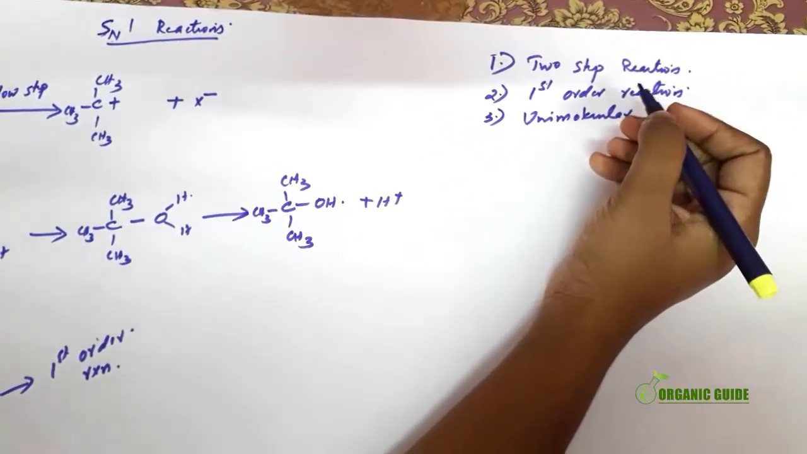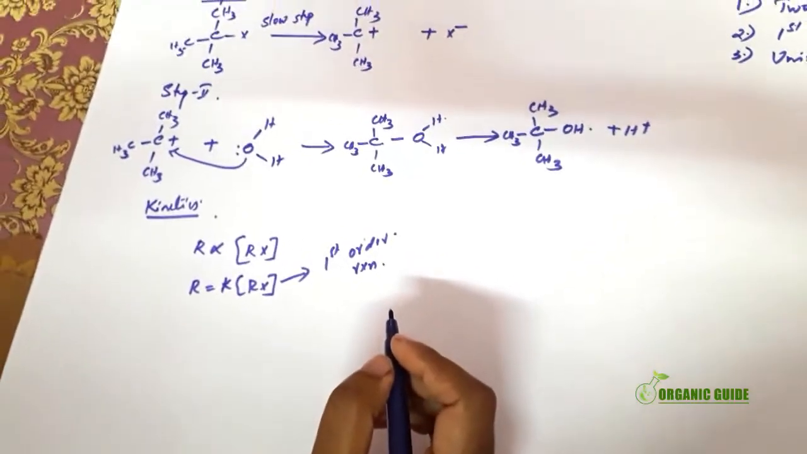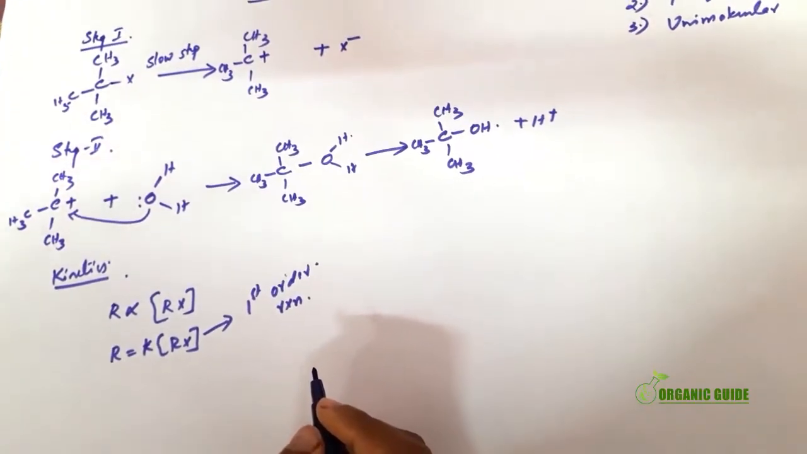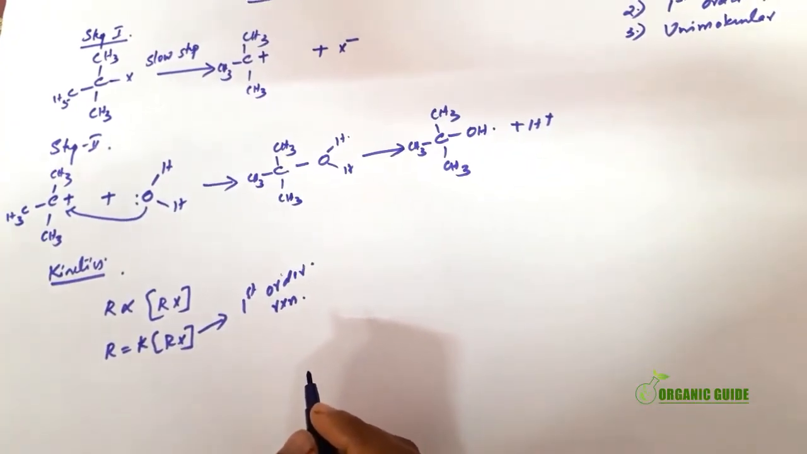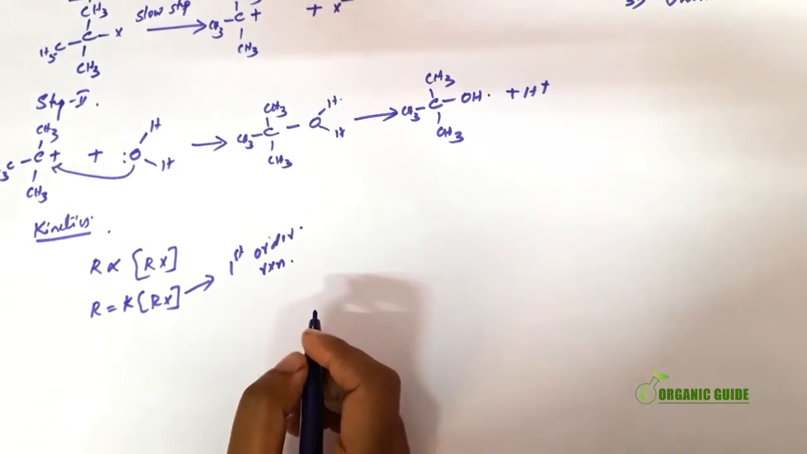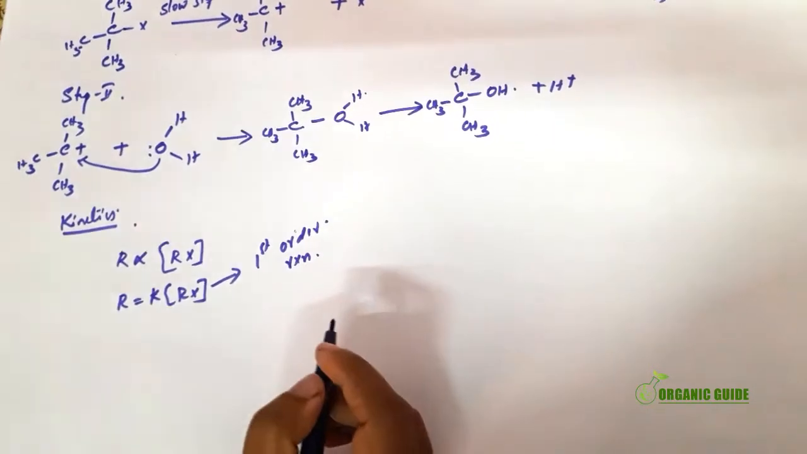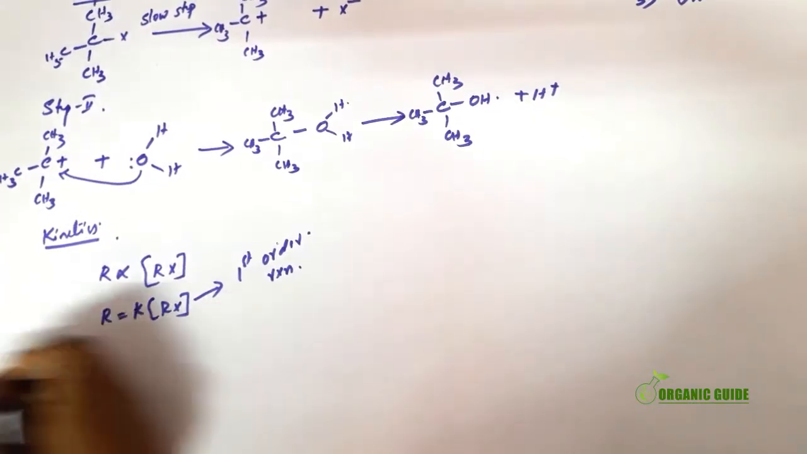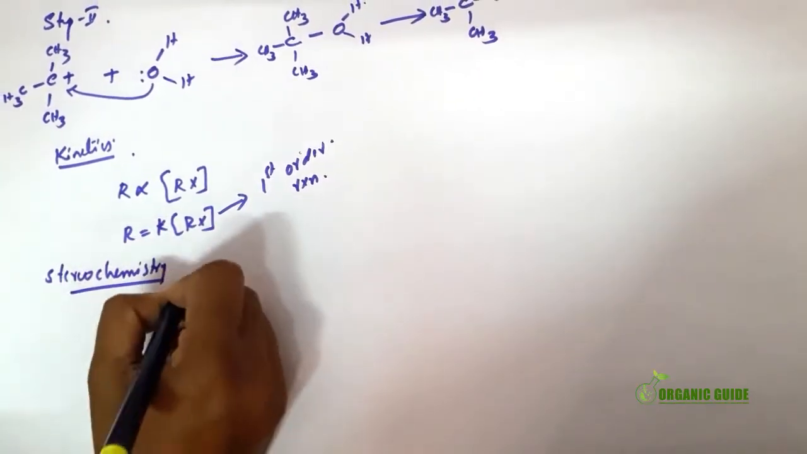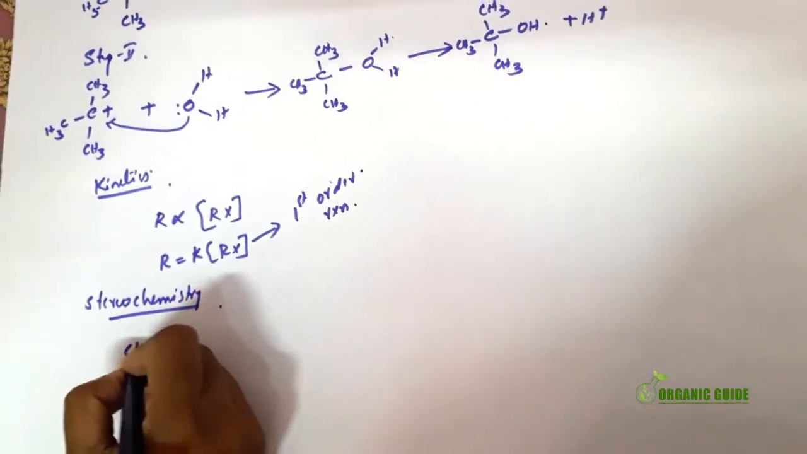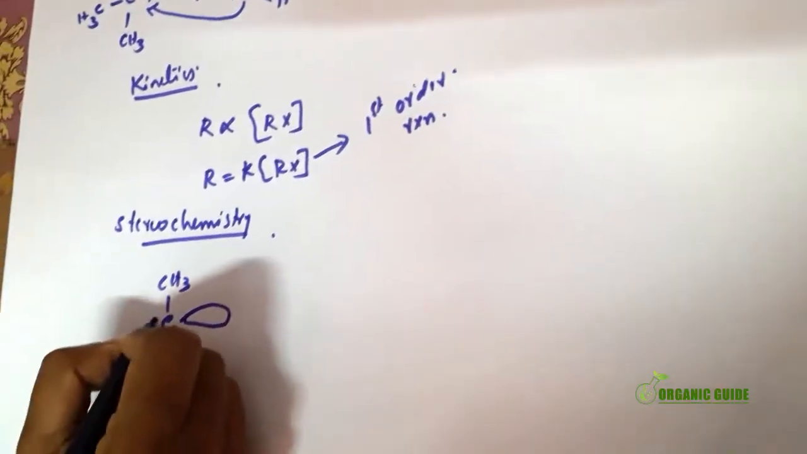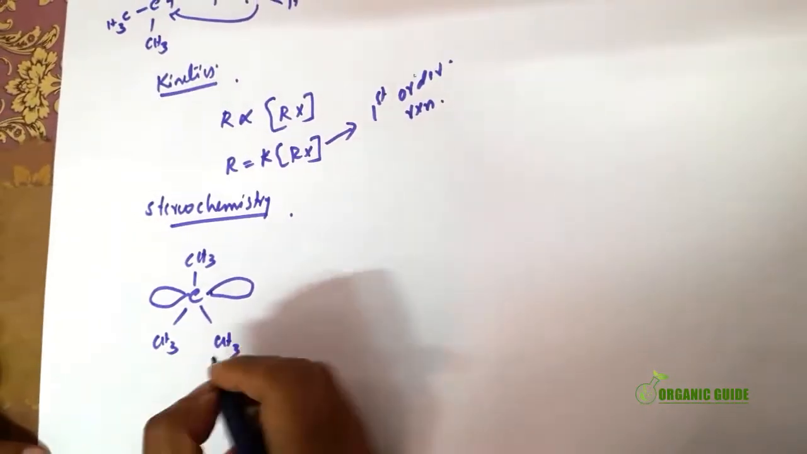Then moving to its stereochemistry. The other one, the SN2 reaction, its stereochemistry we have already discussed. It will always give the inverted product, no retained product will be there. But here there is equal probability for inverted as well as retained product. So we will look into its stereochemistry. So this is the carbocation.